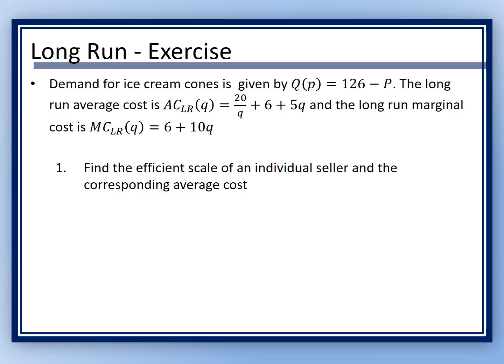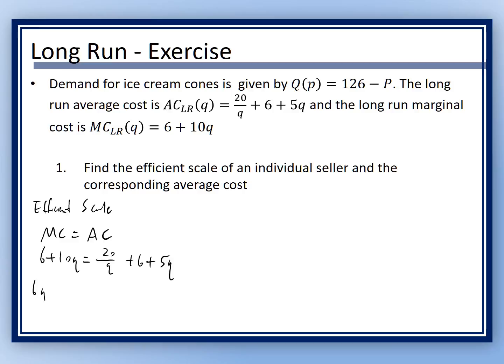All right, so once again, let's look at the actual math of doing that. I have the same cost function, same marginal cost function. Find the efficient scale and the corresponding average cost. So you want to find the efficient scale, which is how much each seller is producing. And you find that by setting marginal cost equal to average cost. So 6 plus 10q equals 20 over q plus 6 plus 5q.